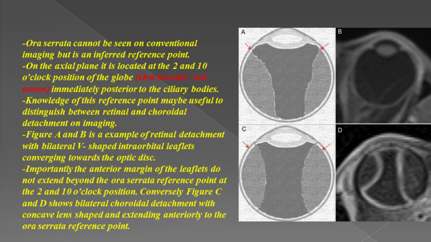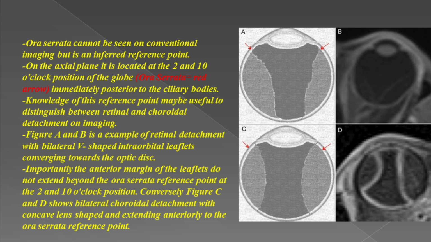Ora serrata cannot be seen on conventional imaging but is an inferred reference point. On the axial plane, it is located at the 2 and 10 o'clock positions of the globe, red arrow, immediately posterior to the ciliary bodies. Knowledge of this reference point may be useful to distinguish between retinal and choroidal detachment on imaging.